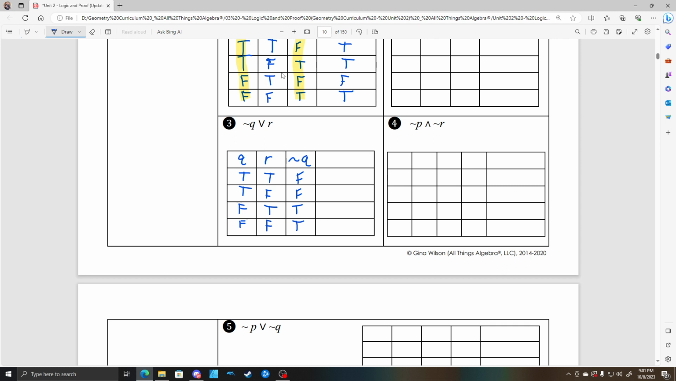So now that we're at this final part, remember, all we care about is this column here, because we are talking about the negation of Q, and we are talking about R, which is this column right here. So we're going to look at those two columns, and we're going to make our conclusion for the negation.